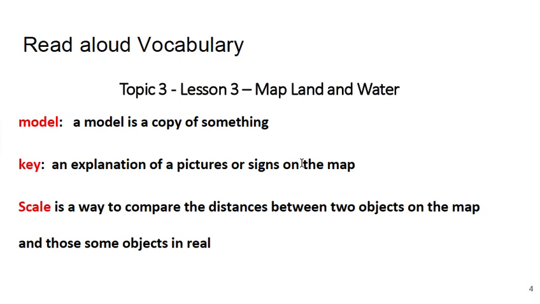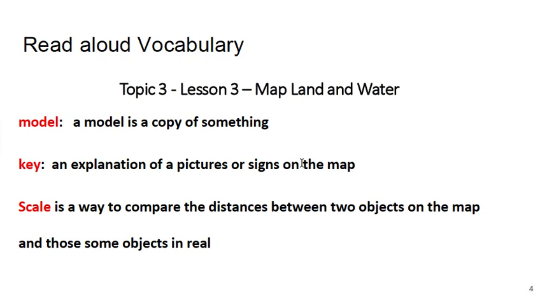So it's topic 3, lesson 3, map, land and water. Model. A model is a copy of something. So when we were making our project before our break, we made a model of a volcano, we made a model of landslides. So this was a model, it was a copy of something, right? First we made it on paper, we planned, and then we made a model of our plan.